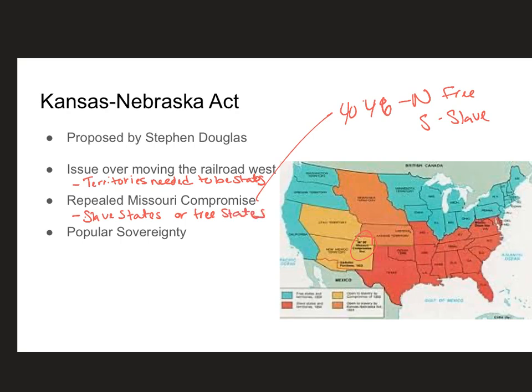And so essentially what Stephen Douglas said was popular sovereignty. He was the one that came up with this. Popular sovereignty is let them vote. Vote on the issue and decide. This ended up leading to a lot of problems that we're going to get into here in a moment.